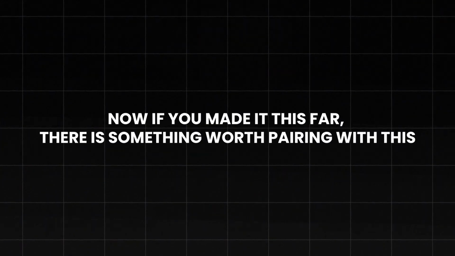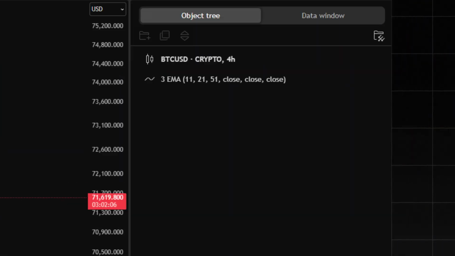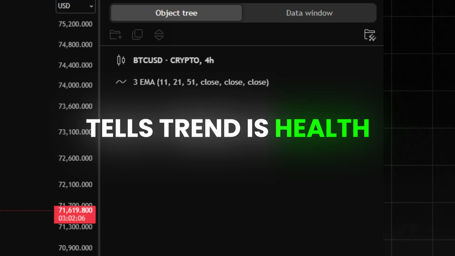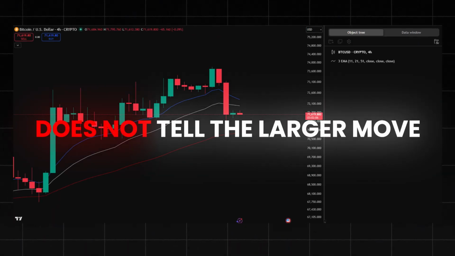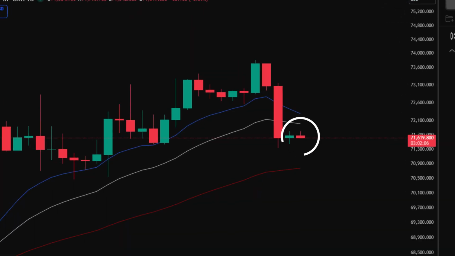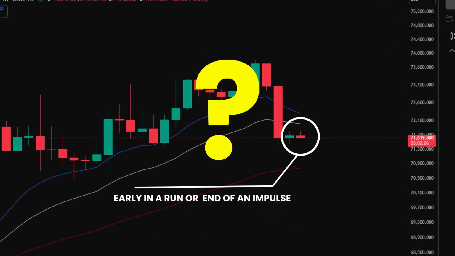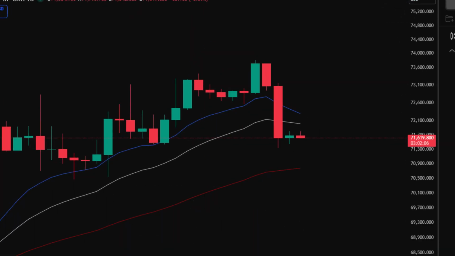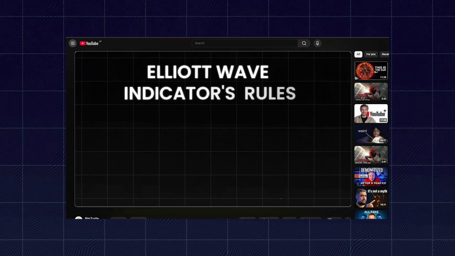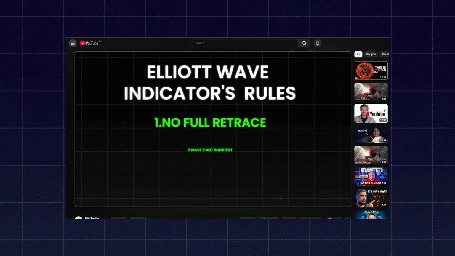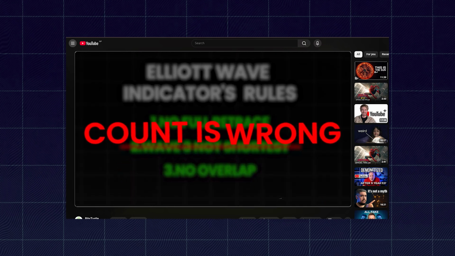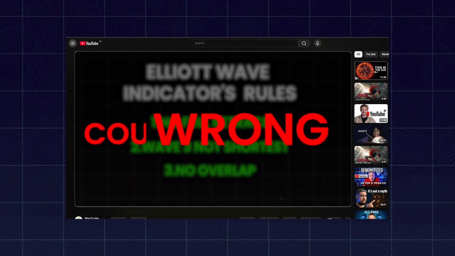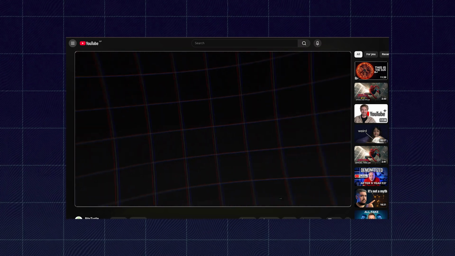Now, if you made it this far, there is something worth pairing with this. The EMA system tells you whether a trend is healthy and gives you a precise entry trigger. What it does not tell you is where you are in the larger move, whether the asset is early in a run or approaching the end of an impulse. There is a video on this channel that fills in that exact gap. It covers the Elliott Wave Advanced V3 indicator, which validates wave counts against all 3 cardinal rules before placing any label on your chart, so you always know the structural position of the move you are entering.